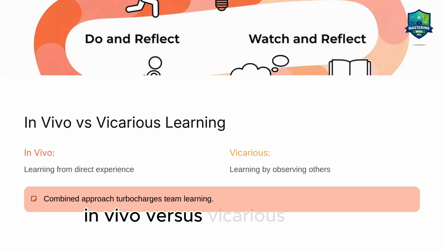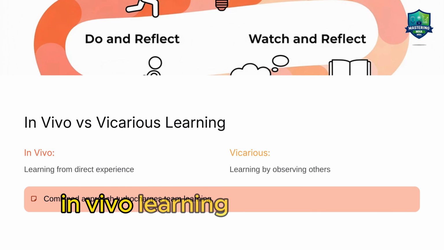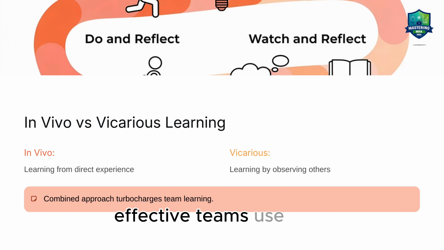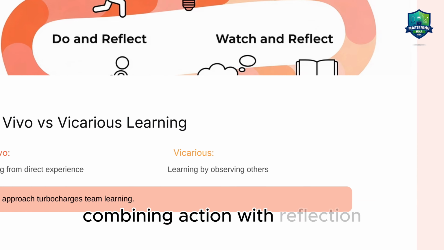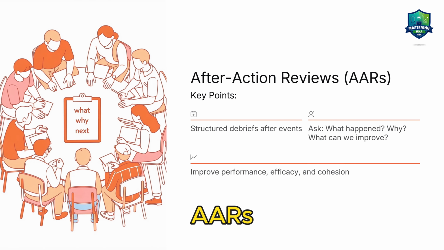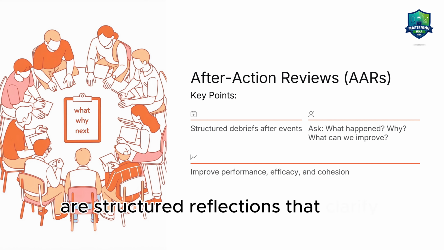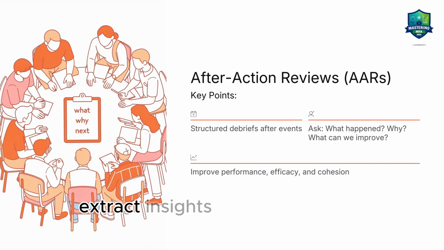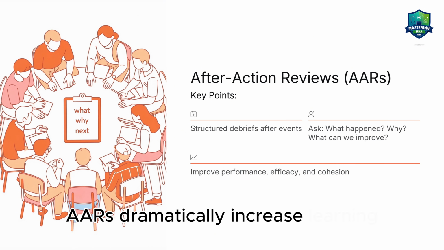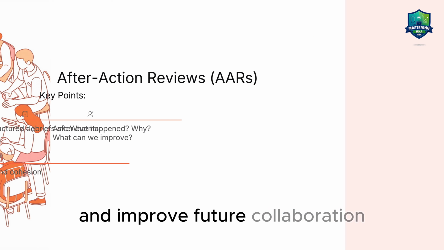In vivo versus vicarious learning. In vivo learning: learning through direct experience. Vicarious learning: learning by observing others. Effective teams use both, combining action with reflection. After-action reviews. After-action reviews, AARs, are structured reflections that clarify what happened, extract insights, and reinforce shared understanding. AARs dramatically increase learning and improve future collaboration.